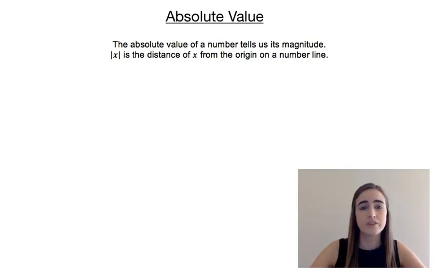In this video, I want to have a look at absolute value. So the absolute value of a number tells us its magnitude or its size. So we write it like this with those two little lines. So that says the absolute value of x is the distance of x from the origin on a number line.